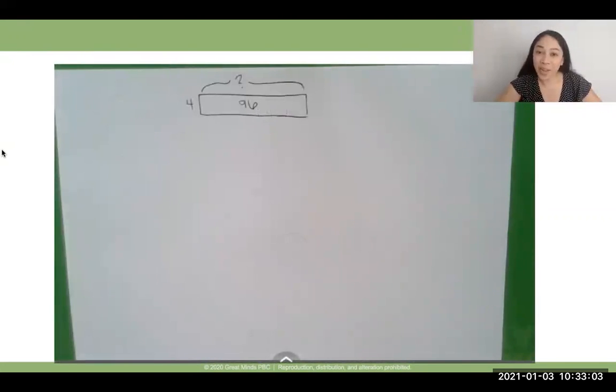Here we have a rectangle with an area of 96 and a width of 4 units. I'd like you to pause the video here to partition this rectangle 2 different ways. Then create 2 number bonds to match the whole and parts of the rectangles.